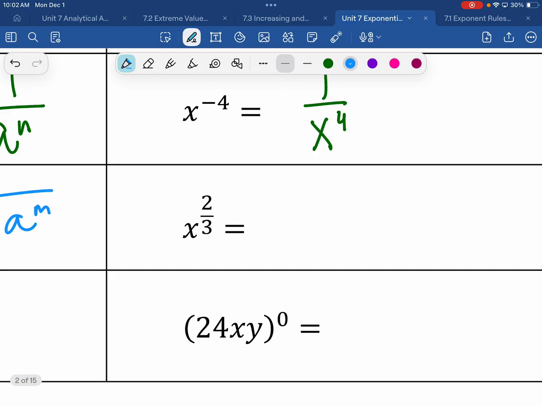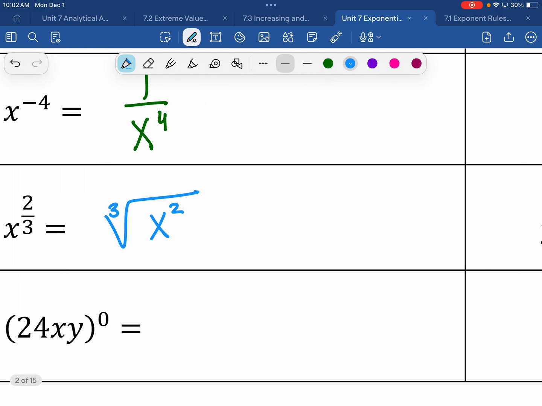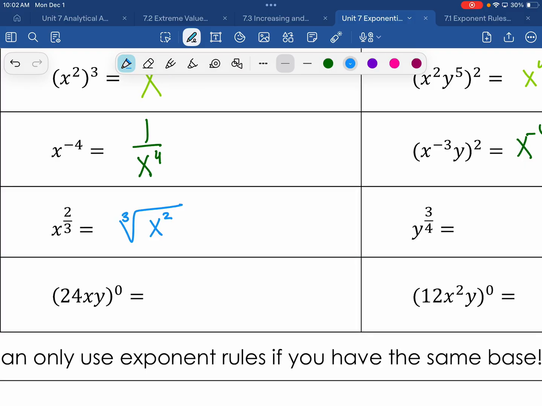So on this one, if I were to rewrite this, what kind of root? Square or cube root? Cube root x squared. And then the y, what kind of root will the y have? Fourth root y cubed.